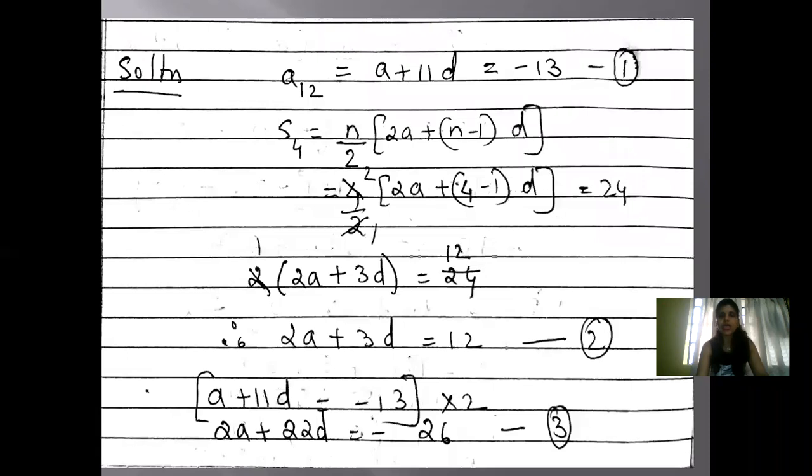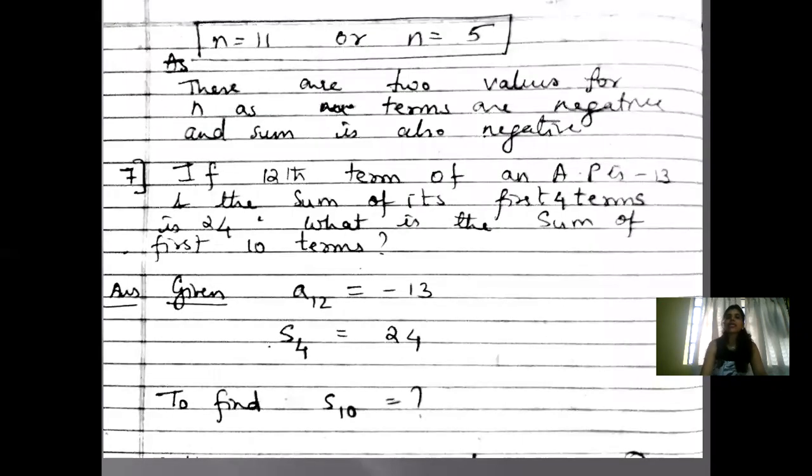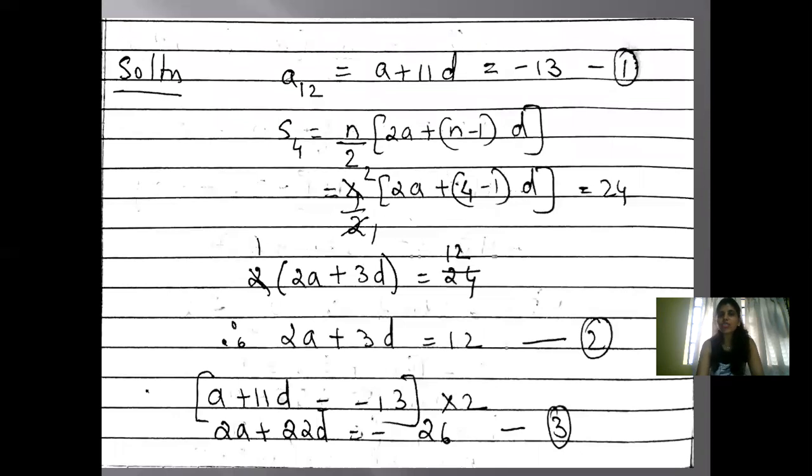I hope this sum is clear. So in this sum, I'll repeat what we have done. It is told that the 12th term of the AP is given to us as minus 13. Then Sn means sum of the first four terms, that is S4, is given to us. So we frame the equation by substituting the value of n, as it is told a12. So we know n is 12 in that case. We substitute in the equation a plus n minus 1d. So a plus 11d is equal to minus 13.